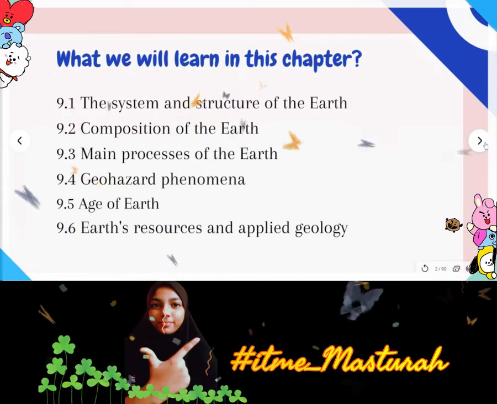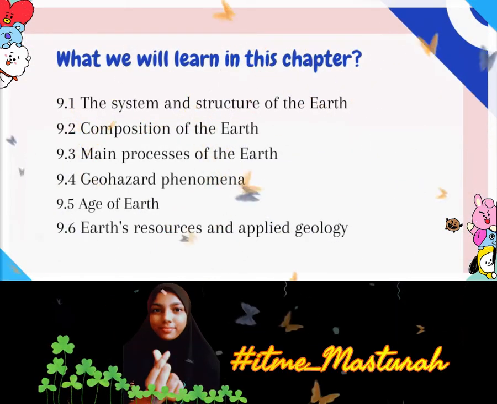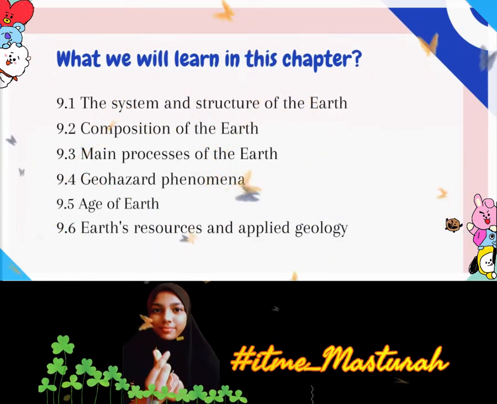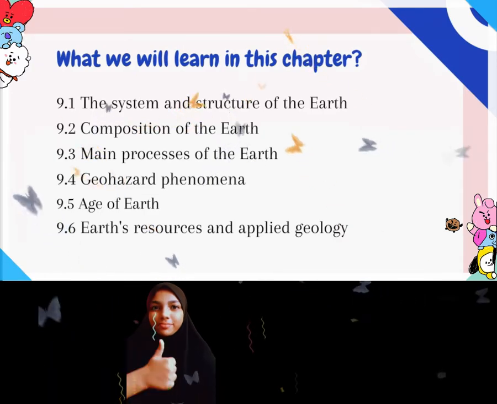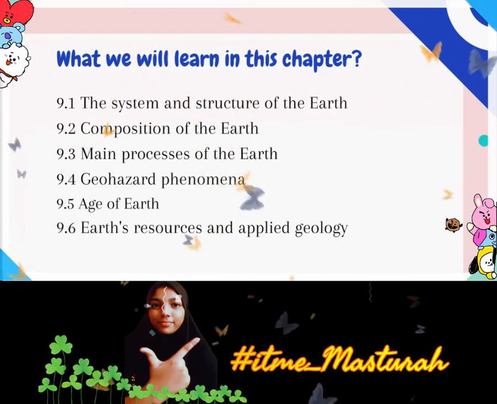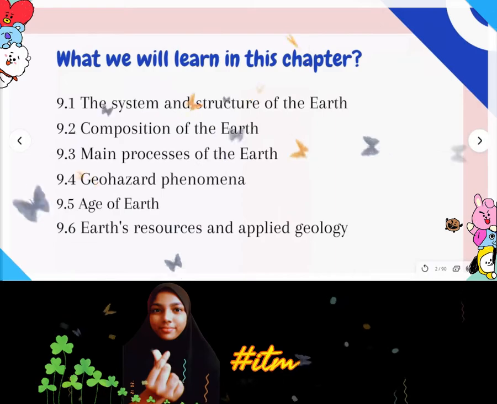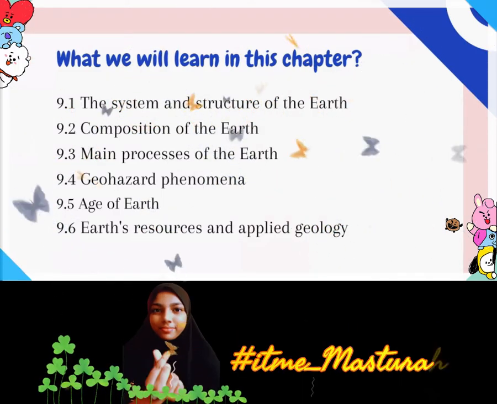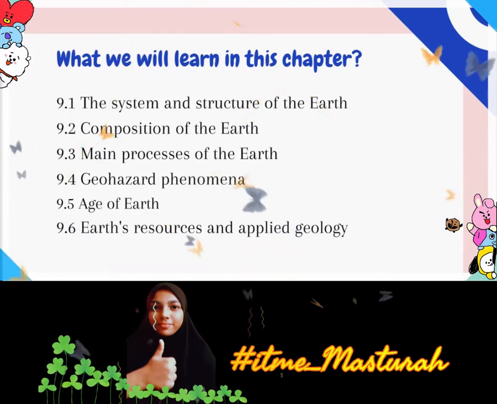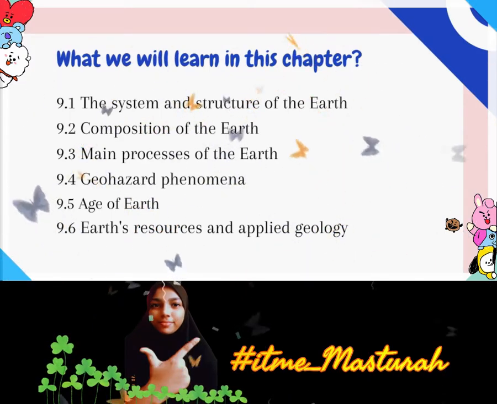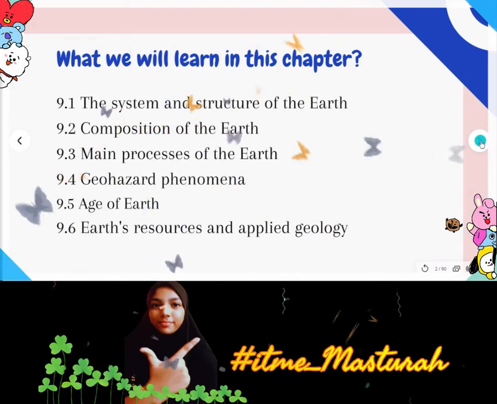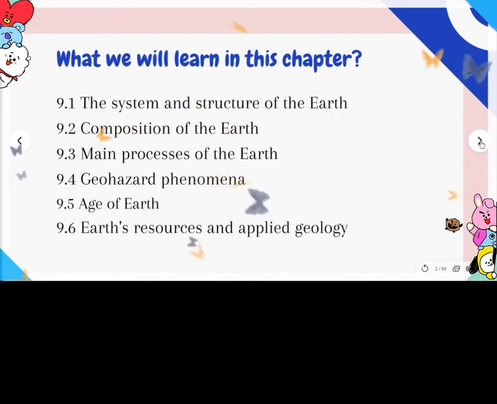In this chapter, we're going to learn about 9 elements: 9.1 the system and structure of Earth, 9.2 composition of the Earth, 9.3 universal process of the Earth, 9.4 geohazard phenomena, 9.5 Age of Earth, 9.6 Earth Resource and Applied Geology. So first up, we're going to start from Sophia.